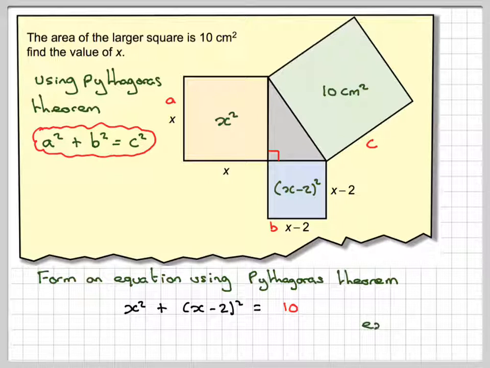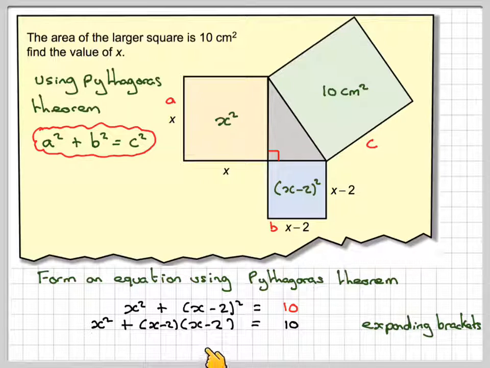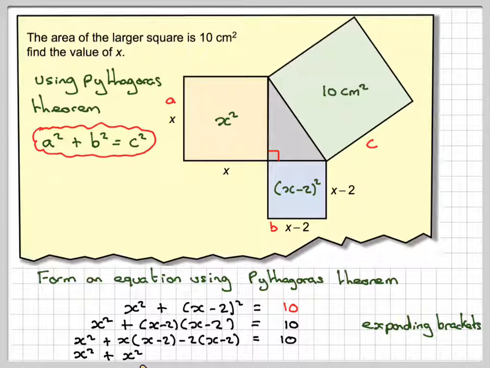Right, next thing to do is obviously to expand brackets, so we're going to have x squared here, and then x minus 2 times x minus 2 is equal to 10. x squared, x times x minus 2, and then minus 2 times x minus 2 is still equal to 10. Expanding the bracket we're going to have x squared minus 2x minus 2x. Now a minus times a minus will make a plus, so minus 2 times minus 2 makes a plus 4, that's equal to 10.